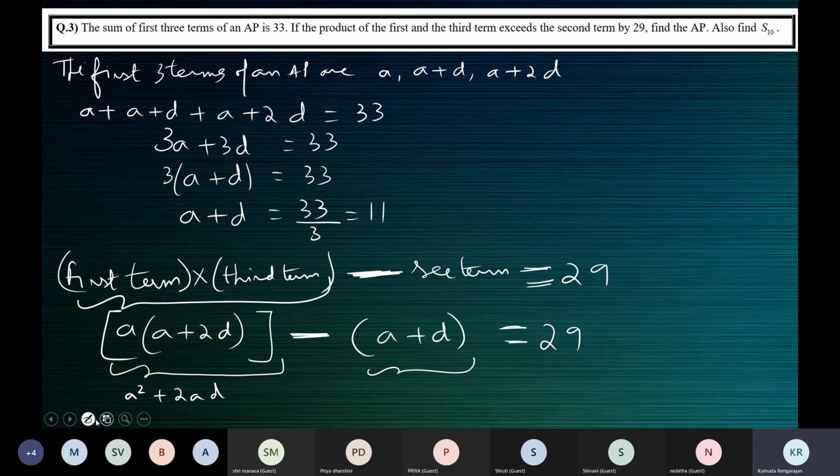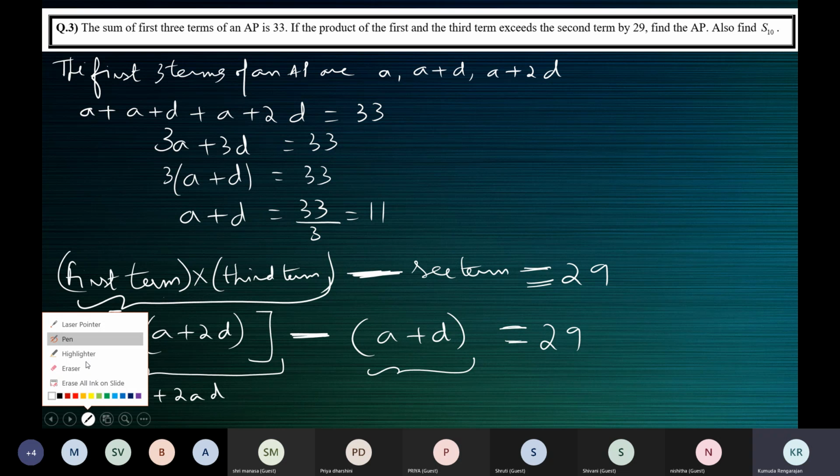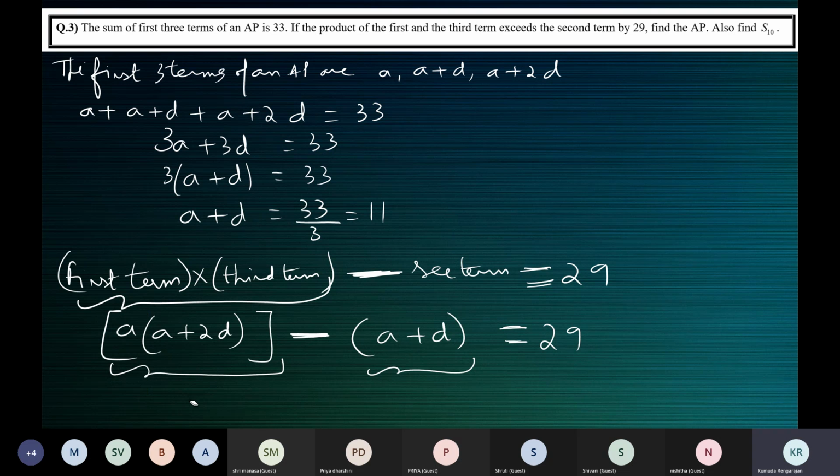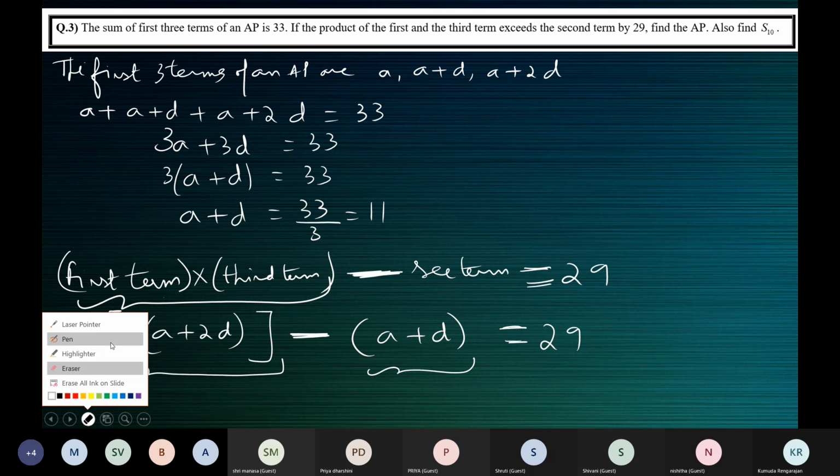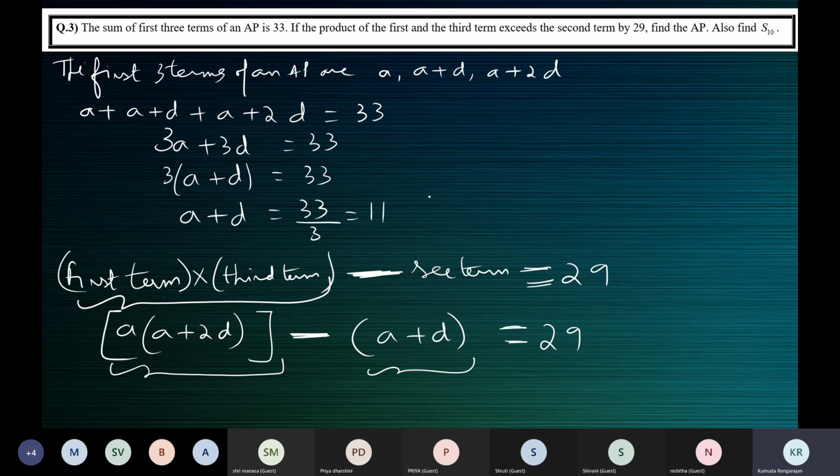Okay, so since you're getting a squared, you can use a substitution method here. Go back to this one. Because you're getting a squared, right? You're getting a squared, 2AD. That means you're not going to get another linear equation.